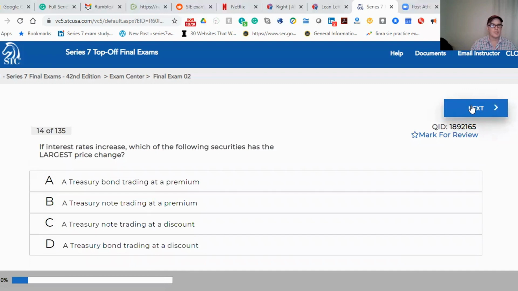Number 14, if interest rates increase, which of the following securities has the largest price change? Okay. Oh, God. So what do I do here? Okay. So I remember this. I do long and low, right? So long-term bond, low coupon. So let's find that.